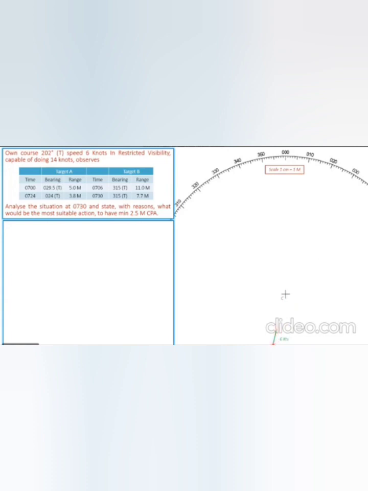Let us also show the course of the ship. You can see this green color vector showing the course of 202 and we are moving at a speed of 6 knots. This is to be shown at the circumference, but since the bottom part of the plotting sheet is not there, I have shown it here itself. Let us now plot the targets one by one.